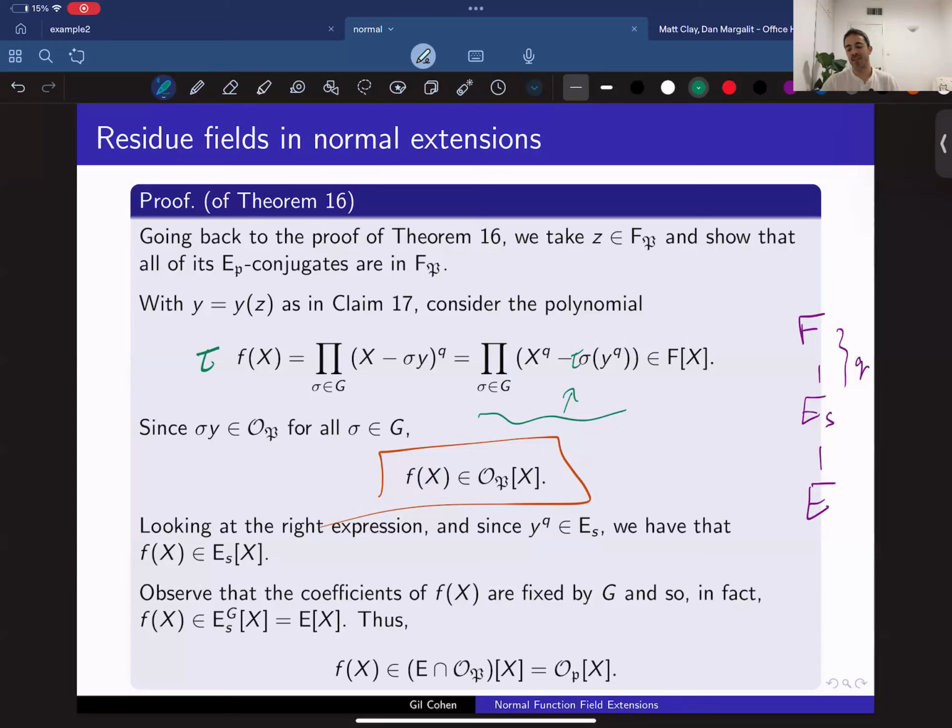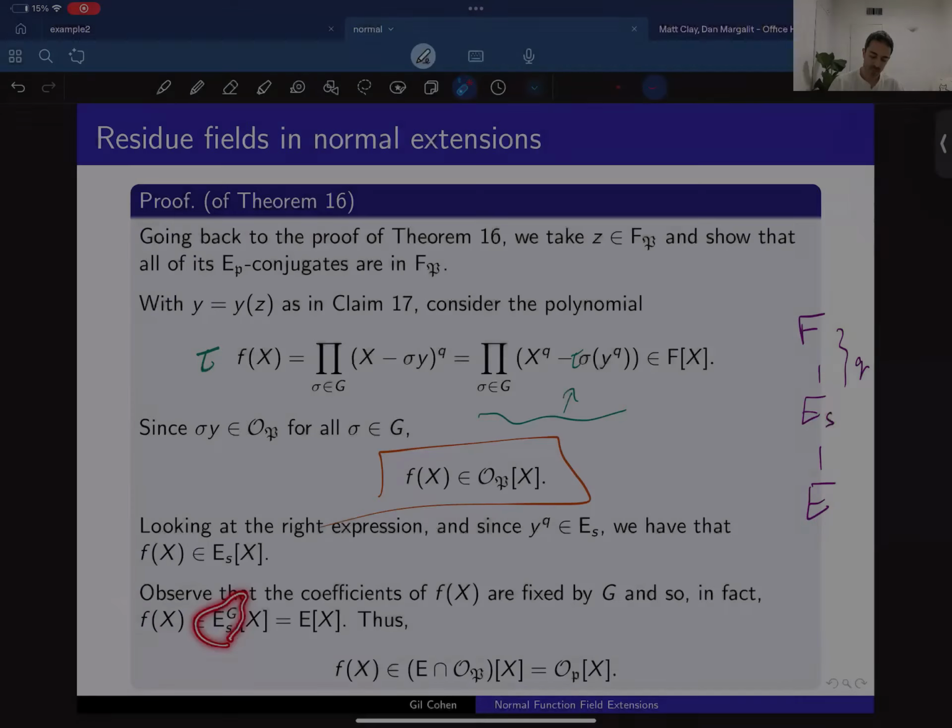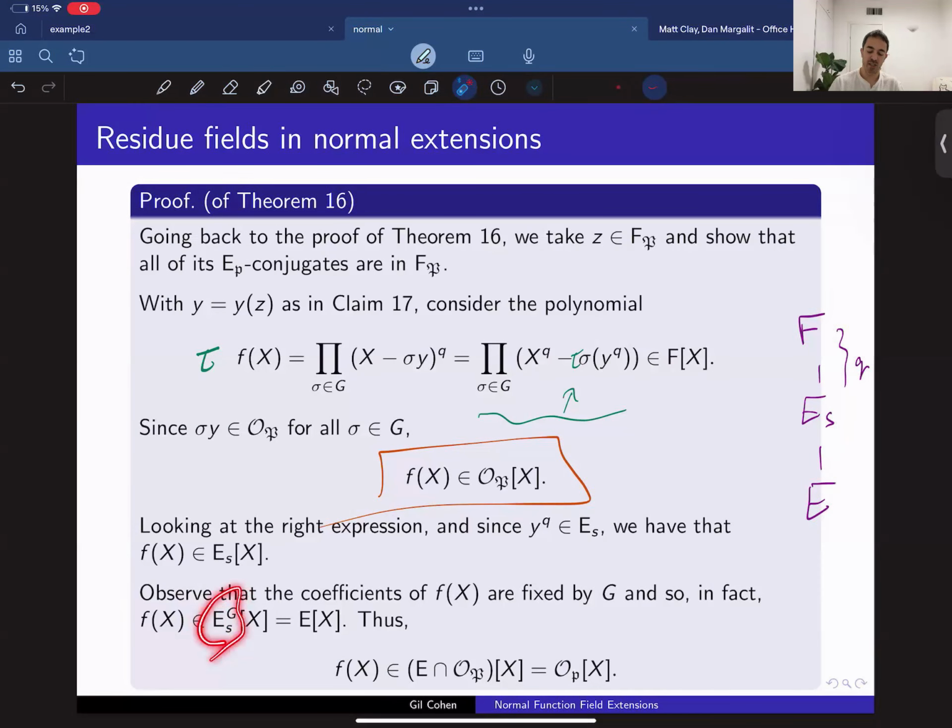But then, iterating over all sigmas and taking tau sigma, or just iterating over sigmas without taking tau sigma, it's the same thing, because you're doing something symmetric. You're just taking the product. So anyhow, what I'm saying is that the coefficients of f are fixed by any elements of G, they are fixed by G. And so this means that the coefficients of f are in the fixed field of E_S by G, which, because this is a Galois extension and G is the corresponding Galois group, is exactly E. Right? So f is in fact a polynomial over E.